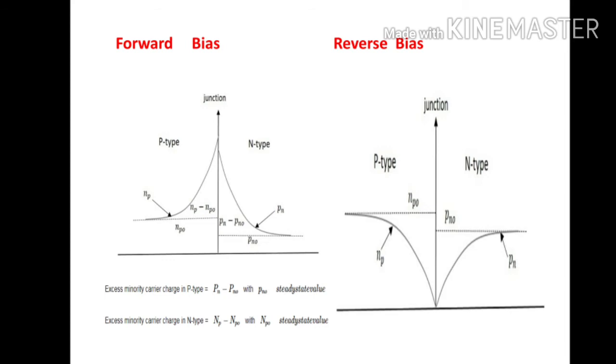For reverse bias, it is indicated in the next graph. We see the notation: majority carriers in the P side are holes, so we have written it as P P naught. The majority carriers in the n side are electrons, so we have written N N naught. The minority carriers in P type are electrons, so we have written N P naught. The minority carriers in the n side are holes, so we have written P N naught.